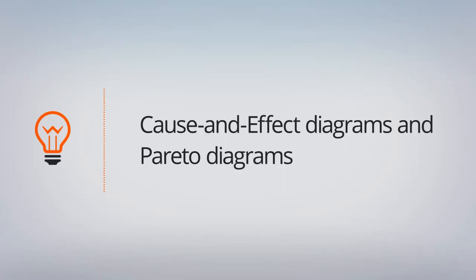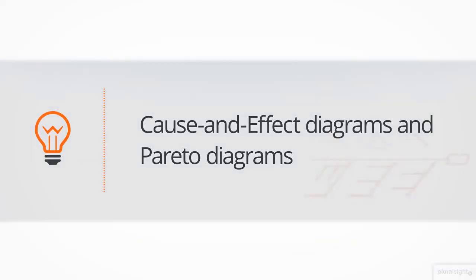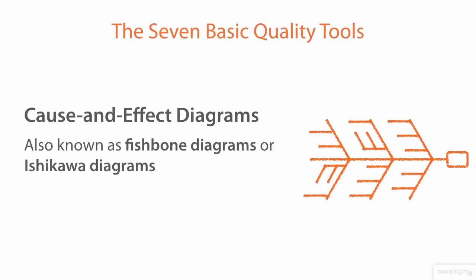The first two of the basic quality tools we're going to look at are cause and effect diagrams and Pareto diagrams. Now, cause and effect diagrams are also known as fishbone diagrams or Ishikawa diagrams, depending on the terminology that your particular organization might use.